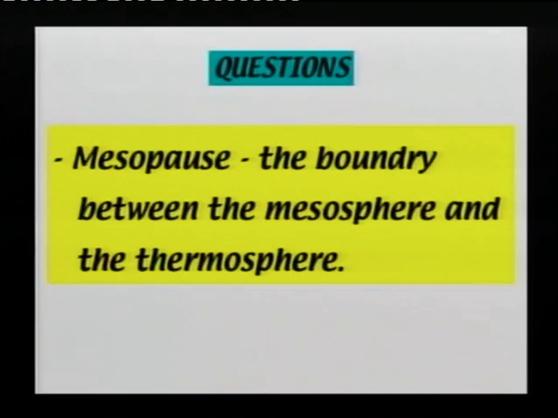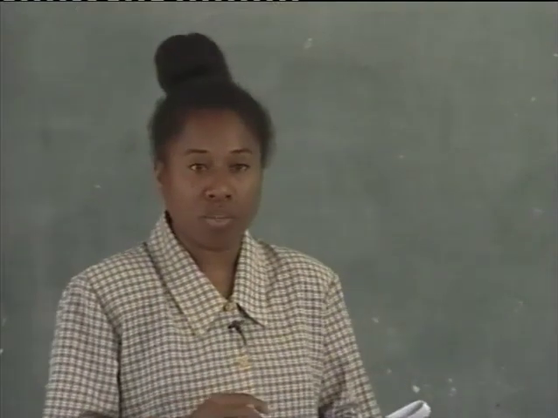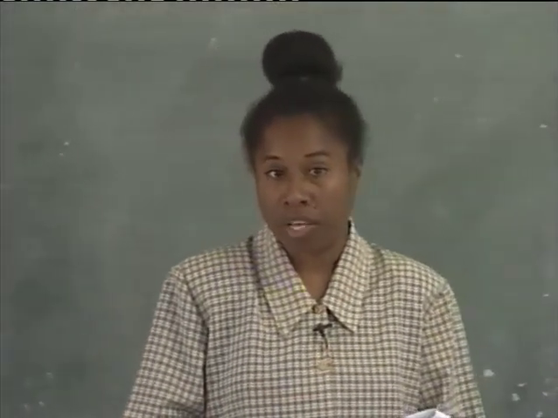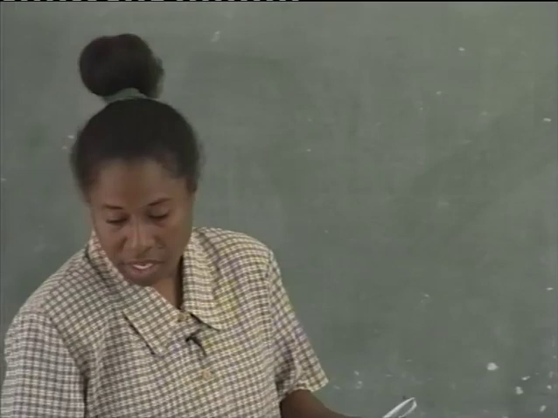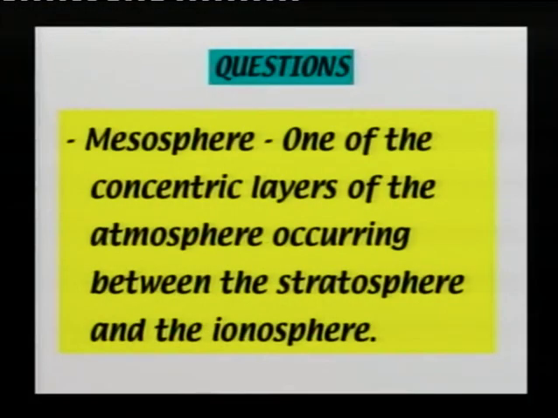Okay, the next definition or word given, mesosphere. Catherine. Mesosphere is the atmospheric layer which lies between the stratosphere and the thermosphere. Okay, the layer that lies between the stratosphere and the thermosphere. Okay, good. We double check with the definition given. One of the concentric layers of the atmosphere occurring between the stratosphere and the ionosphere.